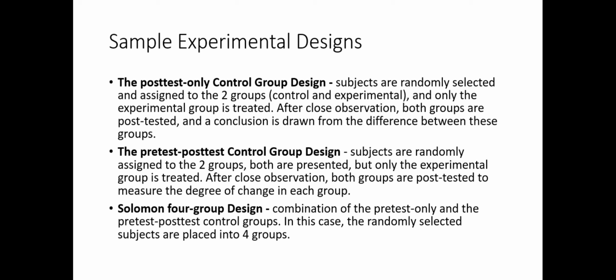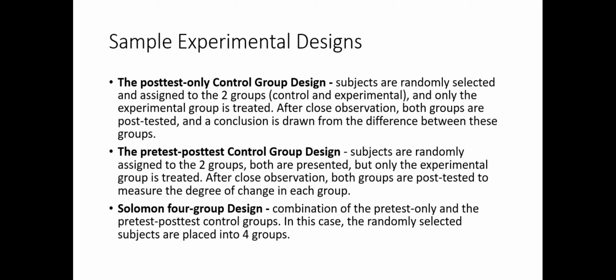Usually the experimental group is also called the treatment group. And only the experimental group is, of course, being treated. So after close observation, both groups are post-tested and the conclusion is drawn from the difference between these groups. Now the second one, the pretest post-test control group design. So first, subjects are randomly assigned to two groups, like control and treatment or experimental group. Both are pre-tested, but only the experimental group is treated.